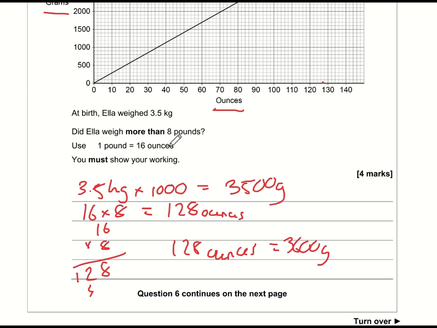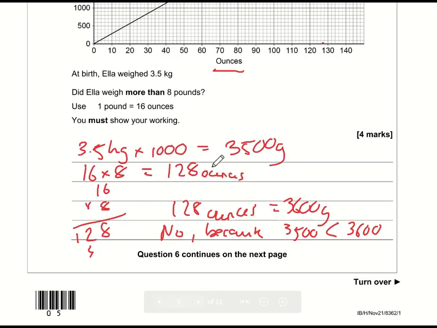So did Ella weigh more than 8 pounds? Well, the answer is no, because 3,500 is less than 3,600 grams. You probably don't need this final statement here, given that hopefully you've written out some clear working, but we do need to answer the question, which is no, Ella weighs less than 8 pounds.